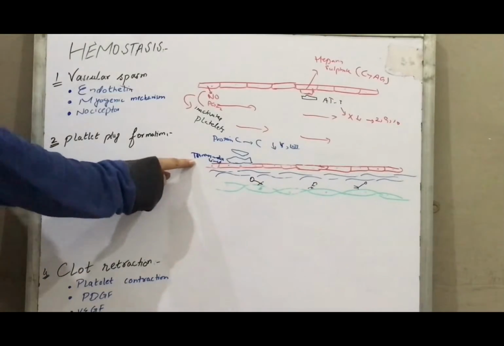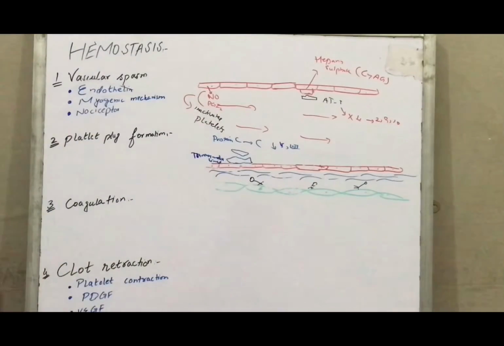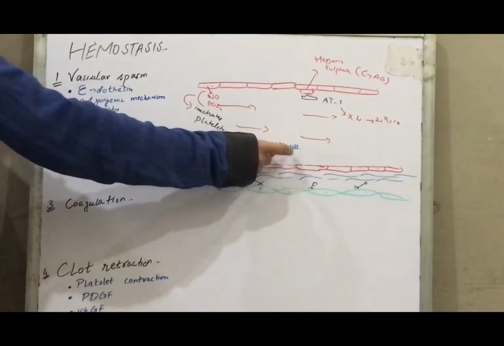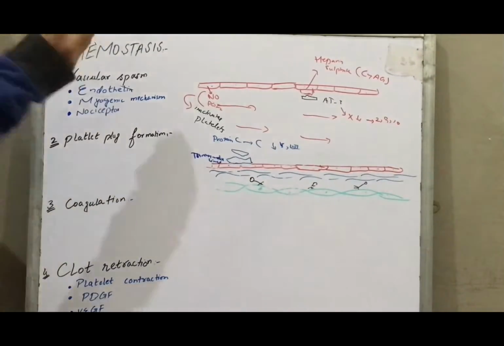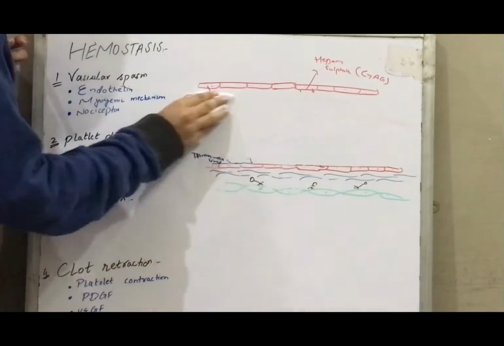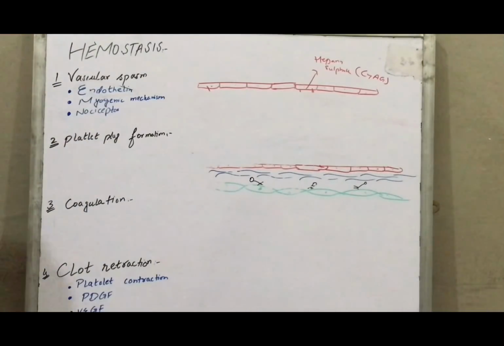And the third thing is thrombomodulin. Thrombomodulin binds with thrombin, and thrombin converts protein C to its activated form, and then protein C degrades factor 5 and 8. This was the mechanism how our blood keeps flowing through our blood vessels. Now we will study an injury in our blood vessel.